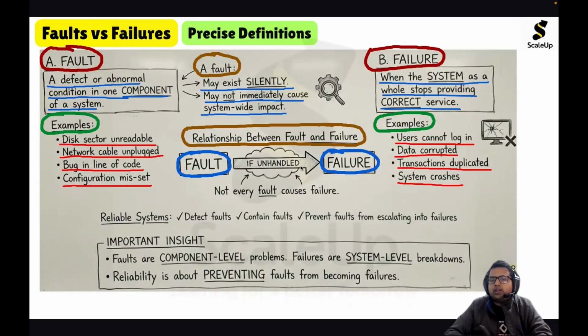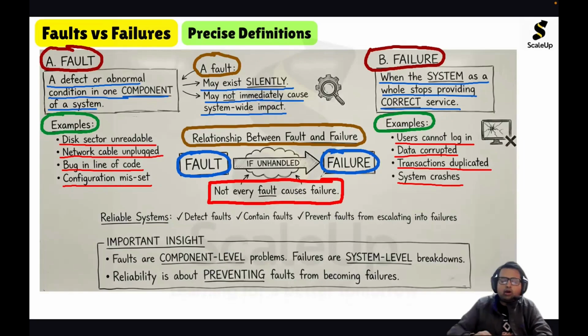So, very important learning: not every fault causes failure. Not all faults are dangerous. There are many faults which the system might tolerate, but there are certain faults which might be dangerous and can lead to the failure of the system. So not every fault causes failure. This is something very, very important you should be aware of. In system design, the difference between fault and failure is very important.